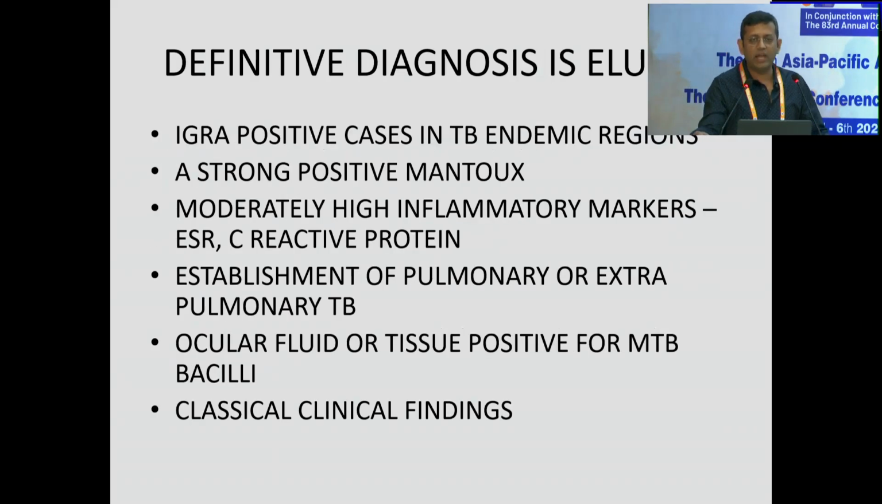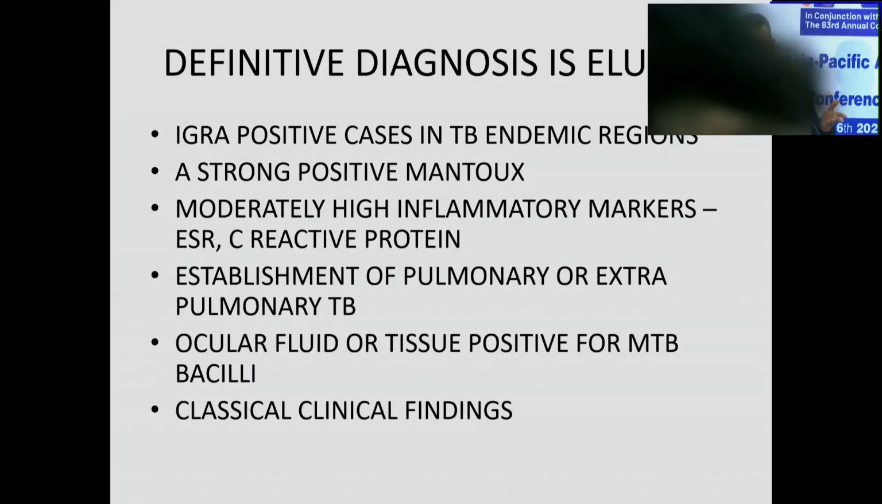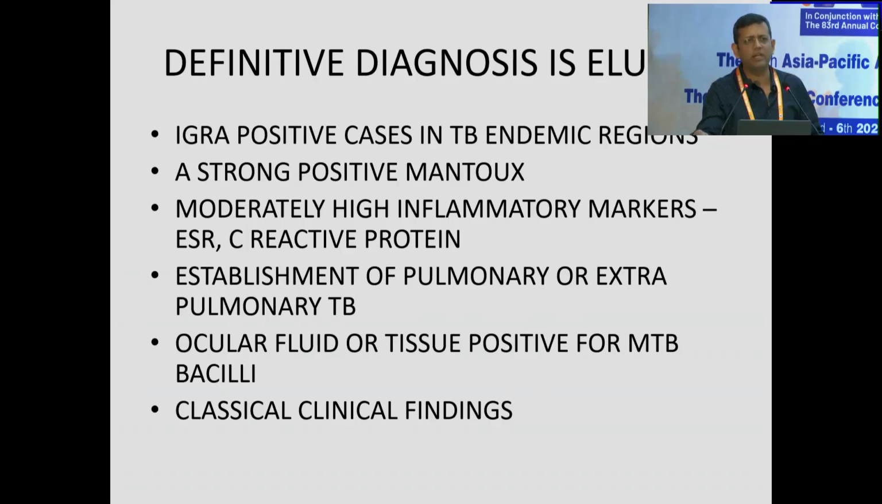So the definitive diagnosis, as they say, is elusive, but I would want to rephrase this particular line and say that it's basically our ignorance towards the presence of Mycobacterium tuberculosis as a major cause of uveitis. And that's what is very obvious from the way and the pattern in which uveitis is mostly treated in our part of the world, despite the fact that India remains the biggest tuberculosis endemic region in the entire world.